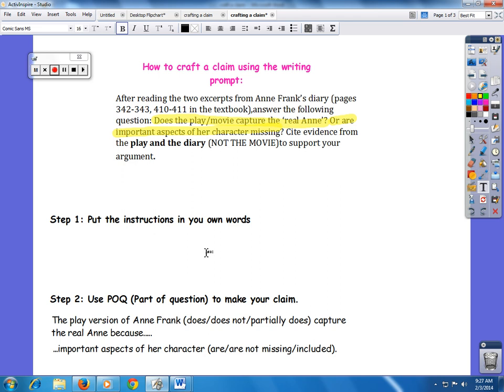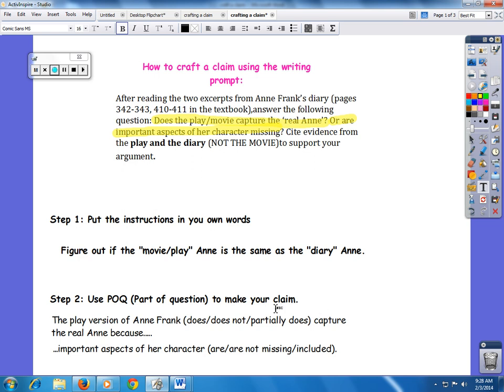So, how do I put it in my own words? I need to figure out if the movie or play Anne is the same as the diary Anne. So, obviously, I'm going to say either yes or no, and then I'm going to bring evidence to prove it. And that's what the point of the essay is.